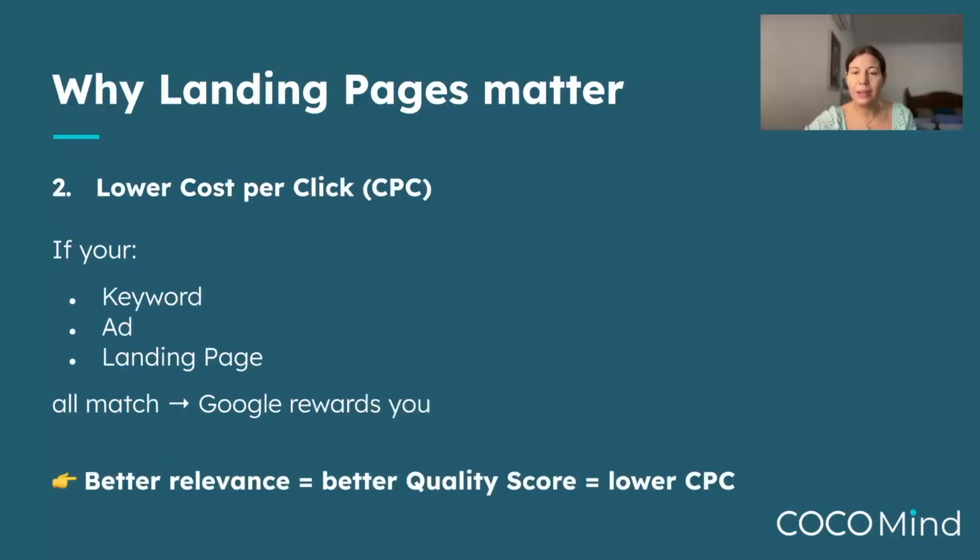Reason number two, a lower cost per click. Google looks at the relevance. If your keyword, the ad, and your landing page all match, then Google rewards you. So better relevance means a better quality score, and this means a lower cost per click.